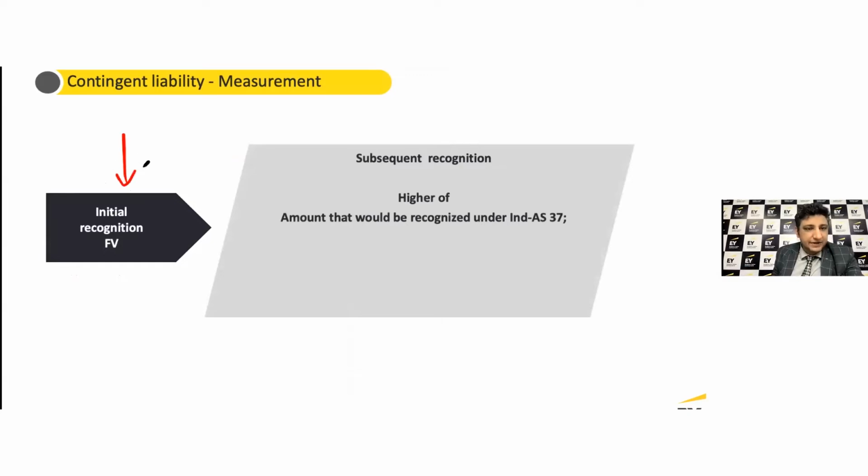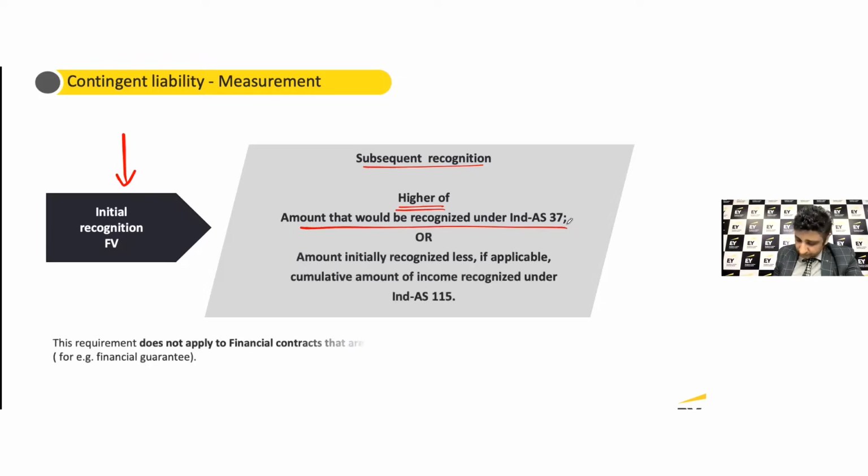The contingent liabilities would normally be, on the day of initial recognition, determined at fair value, but at a later point in time would be taken at the higher of whatever is the value of that liability under Ind AS 37, or the amount that is recognized initially, subject to any income that is likely to be recovered or available against that particular liability, right?